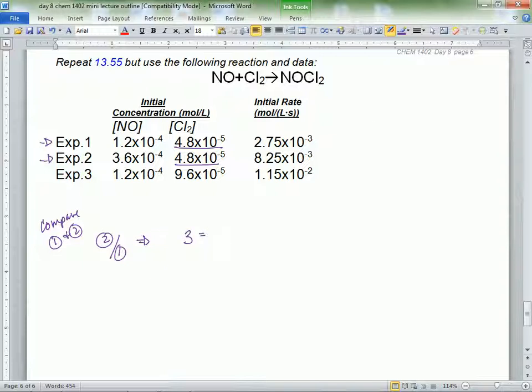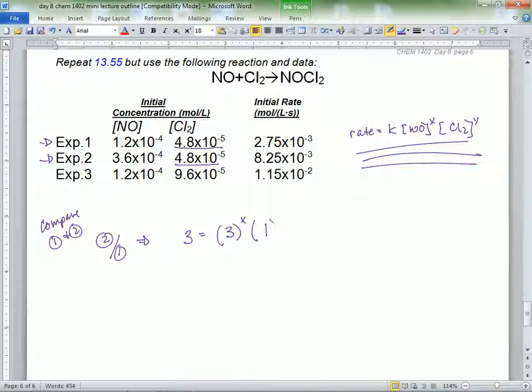Oh, I guess we should write our general rate law. That might help. It helps me to write this. Right, I would write that first. Then I know where I'm putting stuff. So did you get x to be 1? The order of NO to be 1?